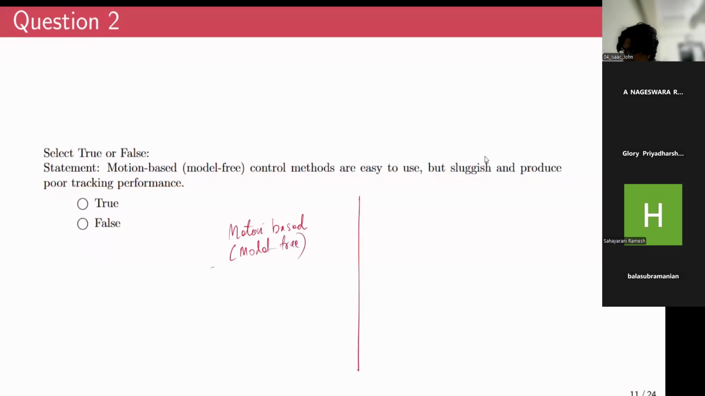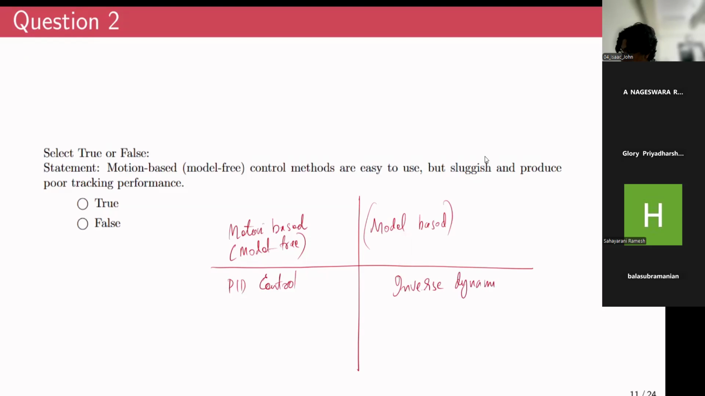And another scheme of control would be model-based. One example of model-free control we have here is PID control. And for model-based control, we have what we have seen earlier, inverse dynamics control. Then, in the lectures, we have seen something called computed torque control.